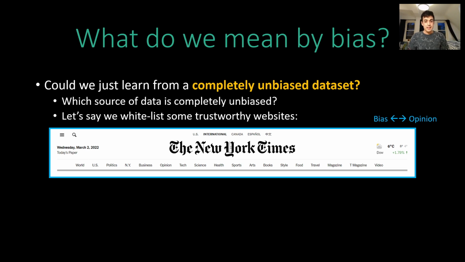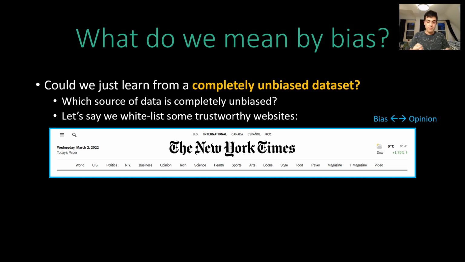What do we actually mean by bias? Can we even have a completely unbiased dataset? Could this be the way to fix it? Which source of data is actually unbiased? Let's say we are collecting data from the internet and we whitelist some pages that we say are trustworthy. Well, one of the newspapers that I sometimes read is the New York Times, and is it completely without any bias? Probably not. There is some opinion there, some sort of worldview in the background of the articles on this webpage.